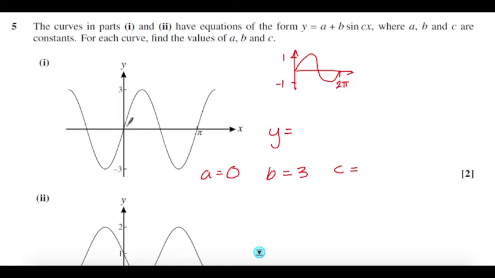Now, if we look here, instead of doing a whole wave from 0 to 2 pi, this is doing it from 0 to pi. So it actually fits two waves in the same space as one wave before. So it's, if you like, been squashed in. So you can think of it as a stretch of scale factor of a half, which would mean C is 2. Okay, if you don't understand that, I'd recommend revising transformations.